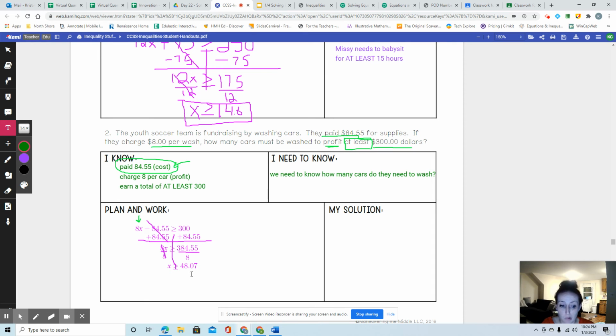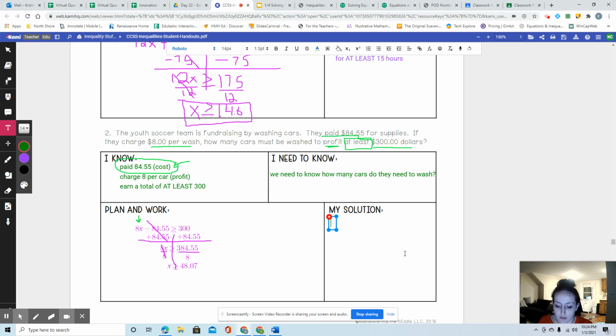If we need 0.07 of a car, is that possible? Can we have 0.07 of a car? No, we can't have 0.07 of a car. So we need to decide, okay, do we need to do 48 cars or 49 cars? Hopefully you realize that you have to do 49 cars, otherwise you won't have enough. If you round down to 48, you will not have enough money.